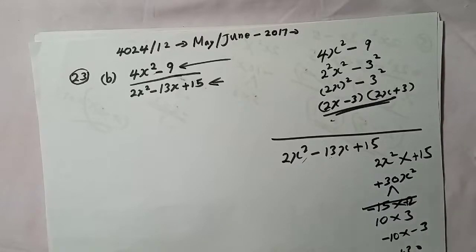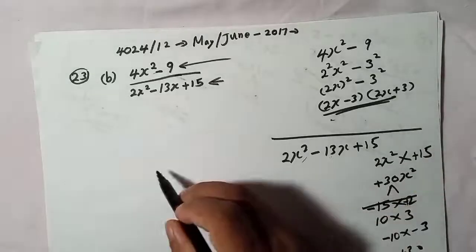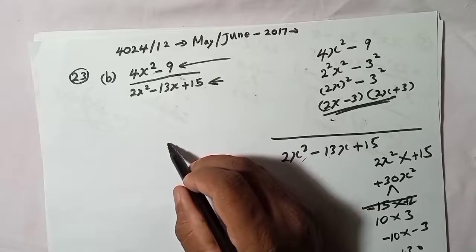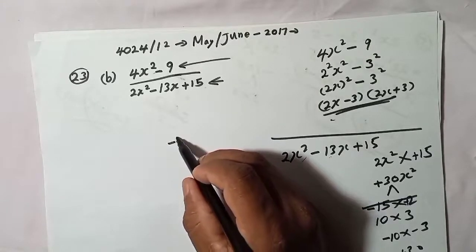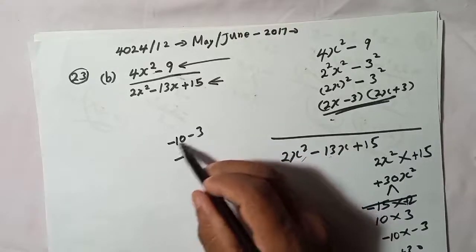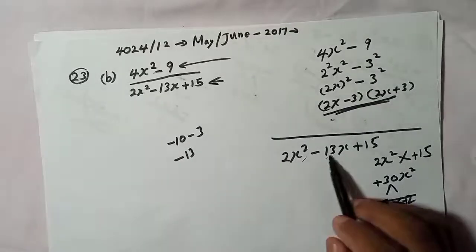Not only that, if you put minus 10 minus 3, both have the same sign, so put the same sign and the sum is 13. So you can get this one also.